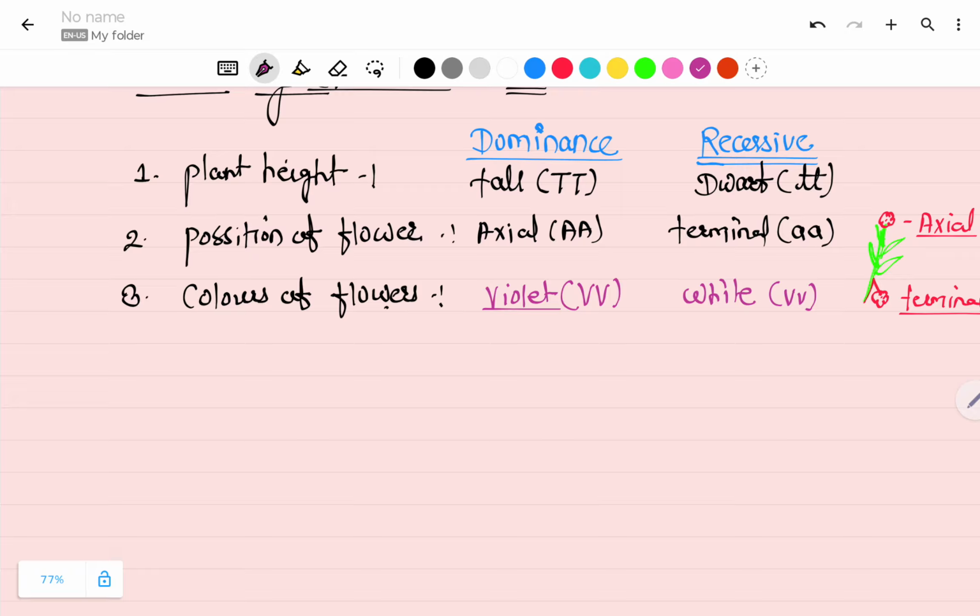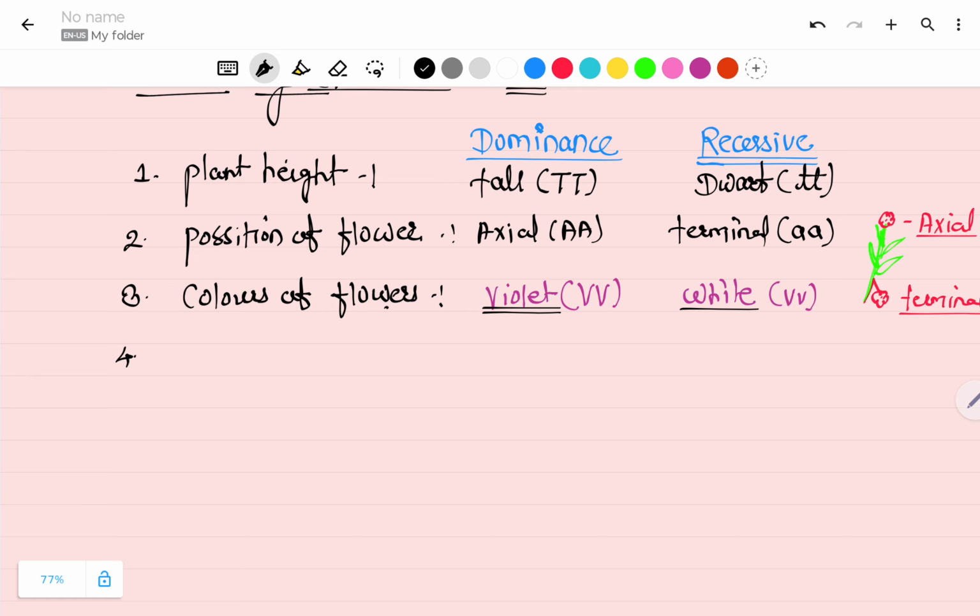But why? If the flower is attractive, the pollinator is attracted towards the flower and pollination becomes successful. But if the flower is dull in nature, the pollinator cannot be attracted. So that's why violet is the dominant trait and white is the recessive trait.